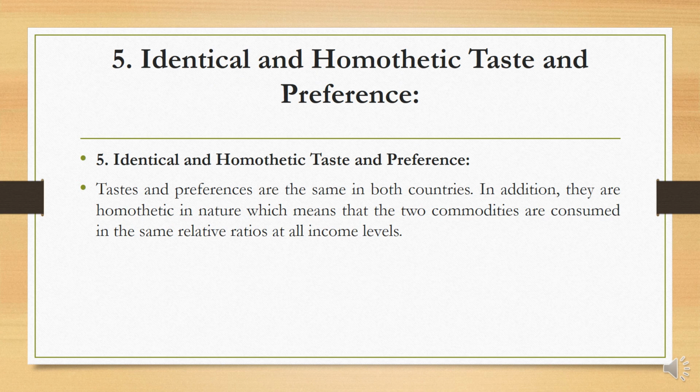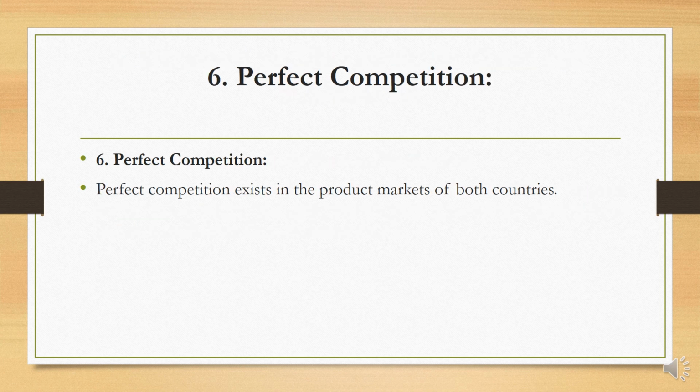Identical and homothetic tastes and preferences. Tastes and preferences are the same in both countries. In addition, they are homothetic in nature, which means that the 2 commodities are consumed in the same relative ratio at all income levels.